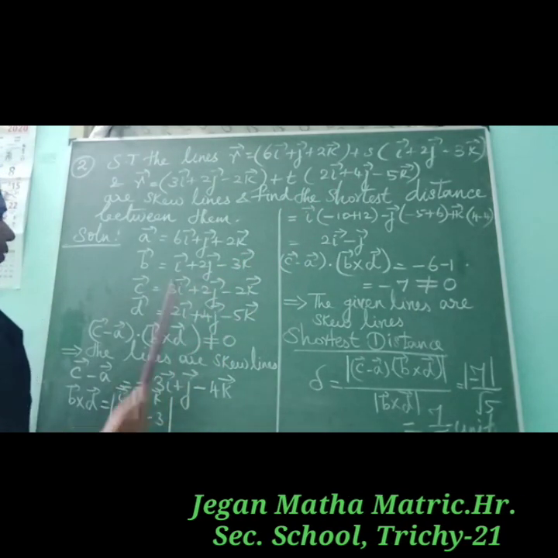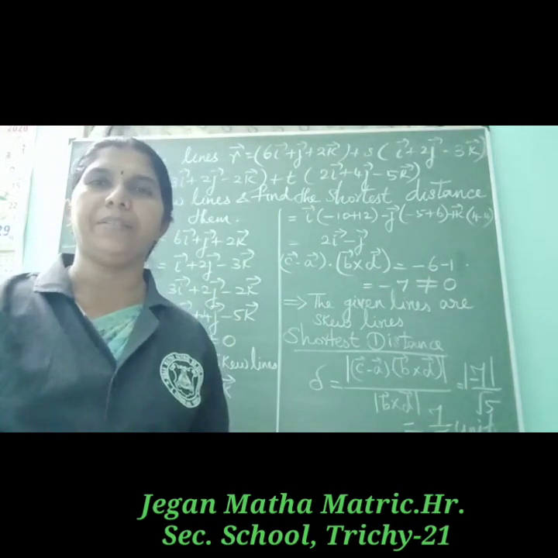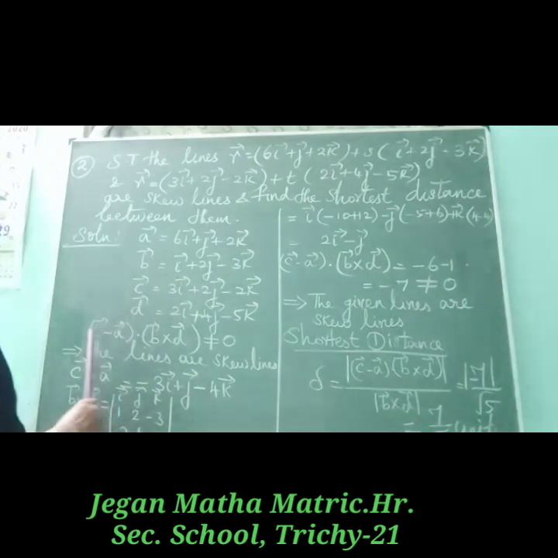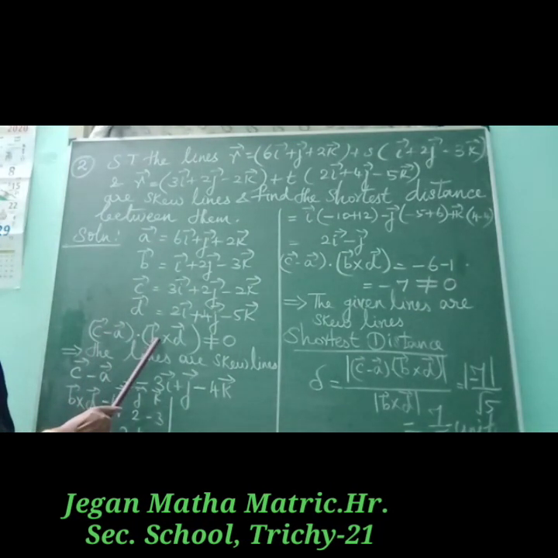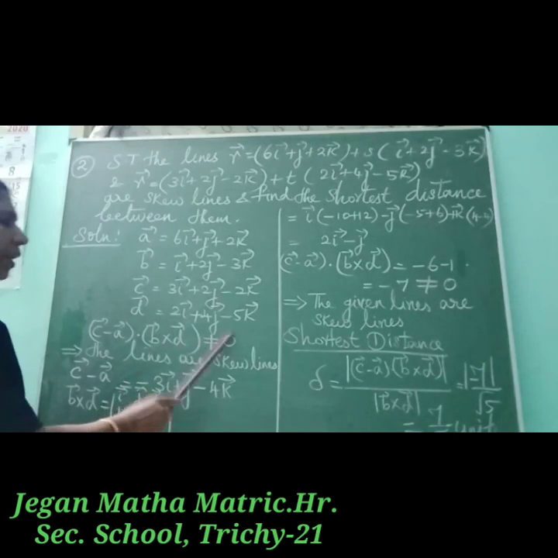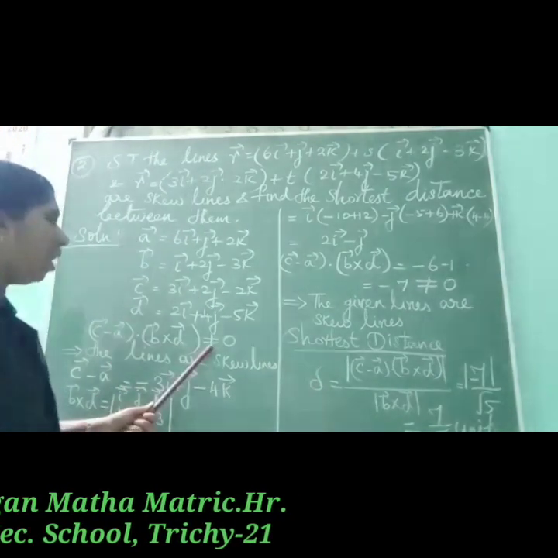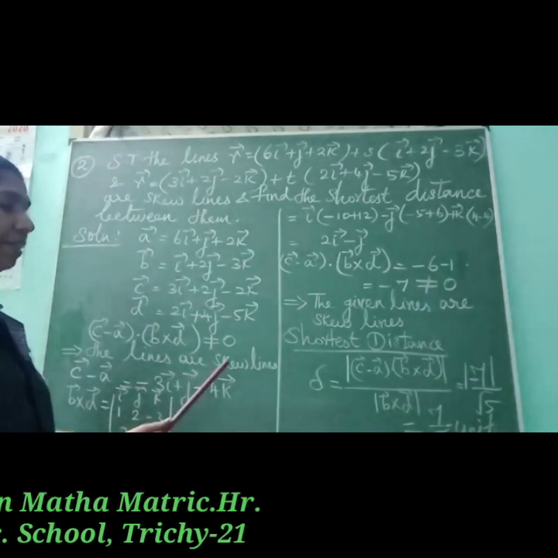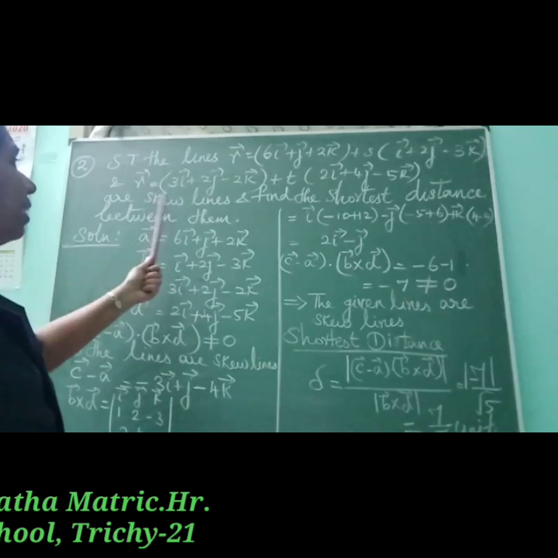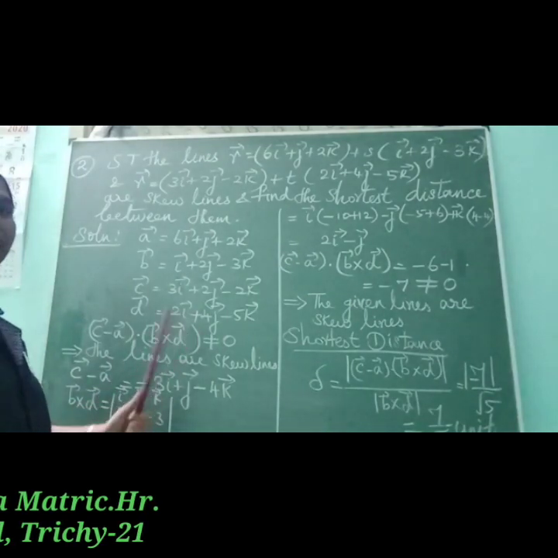Now the condition to prove whether the given lines are skew lines or intersecting lines is: (c minus a) dot (b cross d). If the value of (c minus a) dot (b cross d) equals 0, then the given lines are intersecting lines. If this value is not equal to 0, then the given lines are skew lines. Here in the question itself it is given that we want to show the lines are skew lines. So we have to prove (c minus a) dot (b cross d) is not equal to 0.